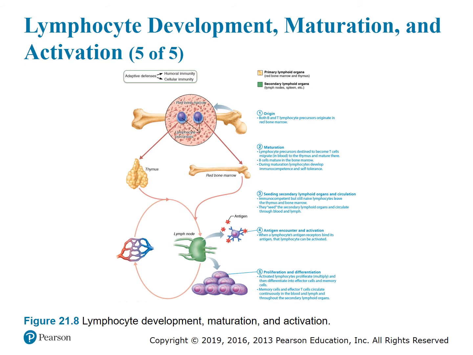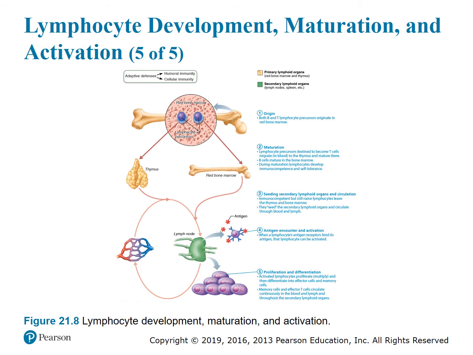So again, figure 21.8, step 5, proliferation and differentiation. So the activated lymphocytes proliferate, multiply, and then differentiate into effector cells and memory cells. The memory cells and effector T cells circulate continuously in the blood and in lymph and throughout the secondary lymphoid organs.